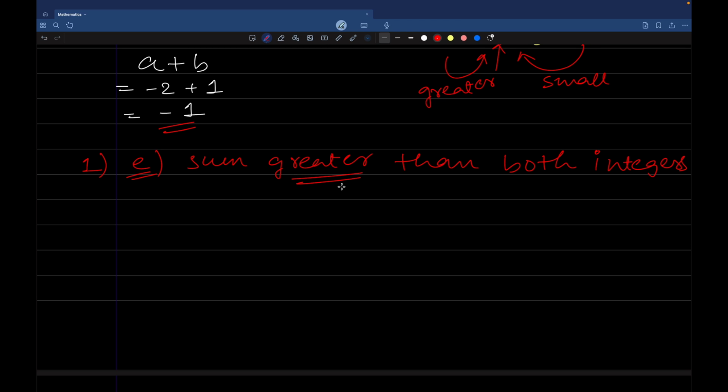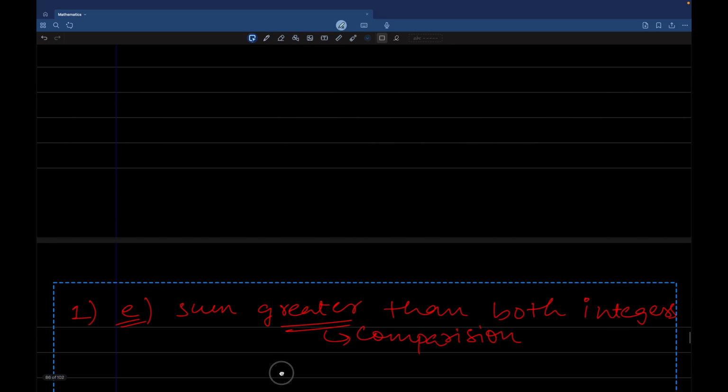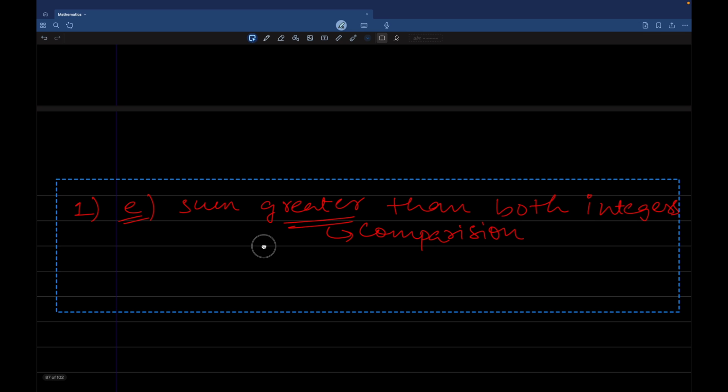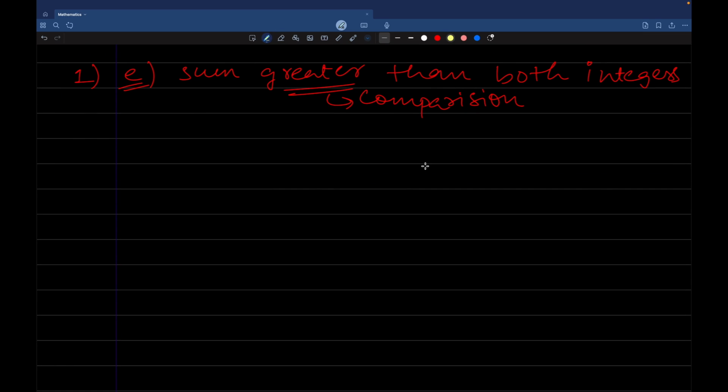We again have the comparison. So we'll draw the number line. Let's take this question on the next page. Let us draw the number line. We have 0 in the middle of the number line.